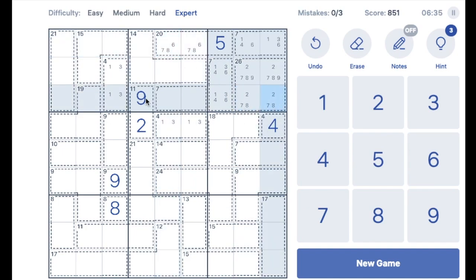So straight away, using that information, we know we've got a 9 here. One of these two boxes must contain the 9, which means a 9 must go along the top here. Can't go there because of this one, so we're left with a 9 between these two boxes.